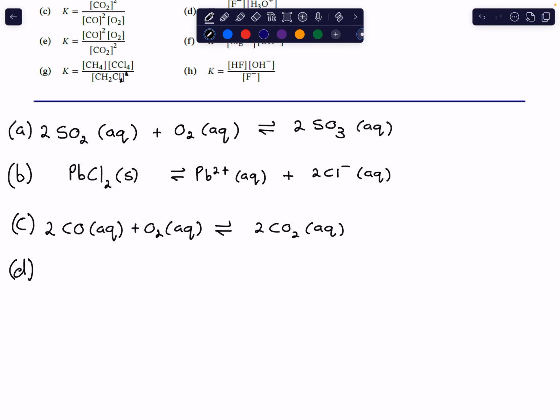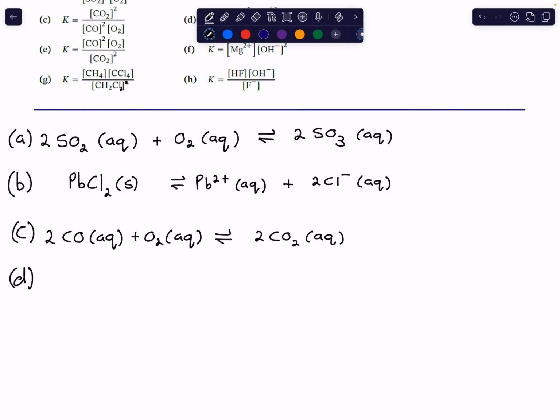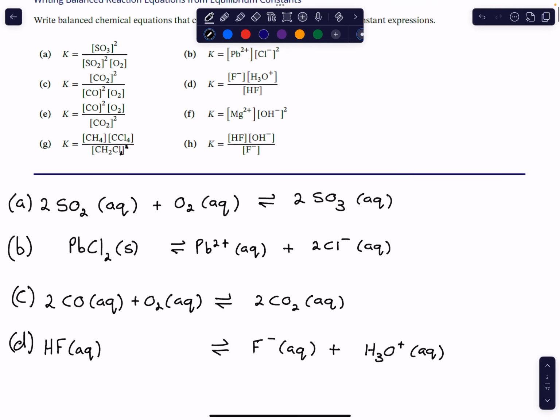Now moving on to D, let's evaluate D. D tells us that we have as products F minus and H3O plus, and as reactants we only have HF. Let's analyze this a bit. HF aqueous, it's a reactant and it has a concentration, so that's why it's aqueous. And then we have F minus aqueous plus H3O plus aqueous. Those are the things that we can explicitly see there.